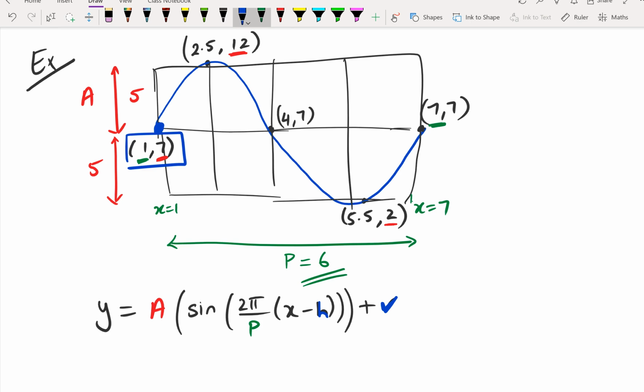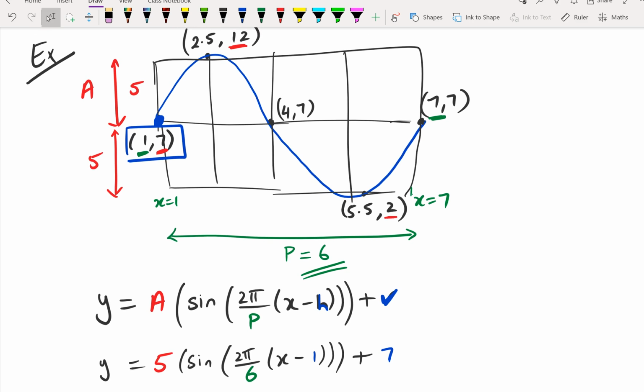So I just have to replace all the numbers now. a was 5, the period was 6, so I've got y equals 5 sine of 2 pi over 6, x minus h, and (h, v) is (1, 7). All right? That's basically how you can get an equation of a sine graph.